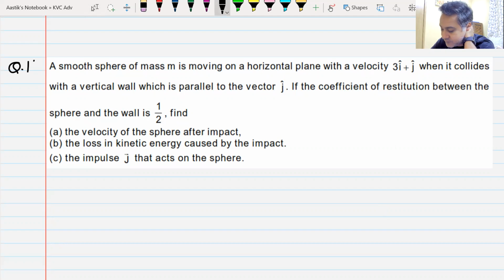Question number whatever, we have done a lot of questions today. A smooth sphere of mass m is moving on a horizontal plane with a velocity 3i plus j when it collides with a vertical wall, which is parallel to the j axis. If the coefficient of restitution between the sphere and the wall is half, find these three things. You have 1 minute to do this.